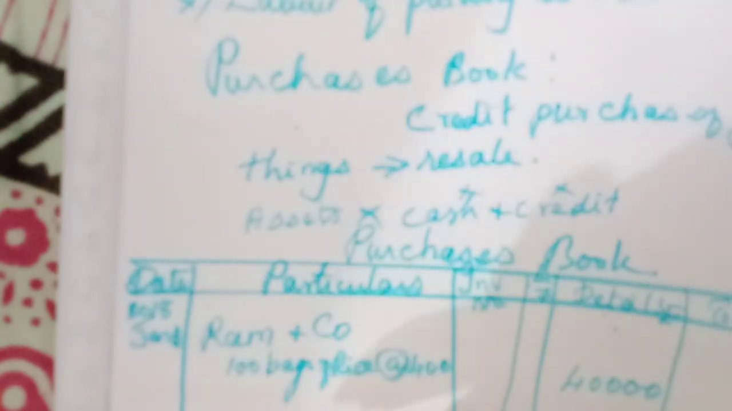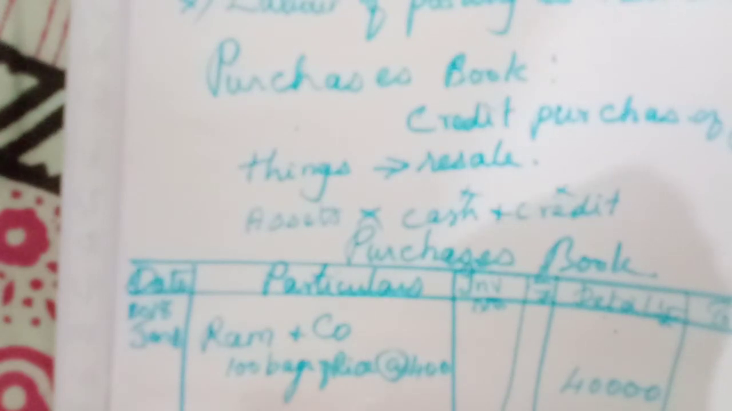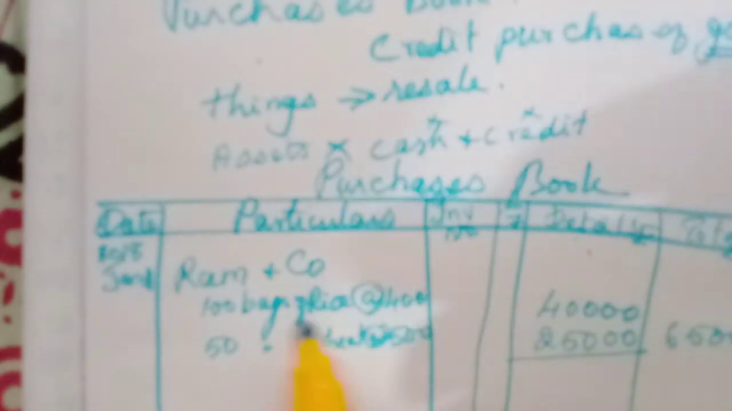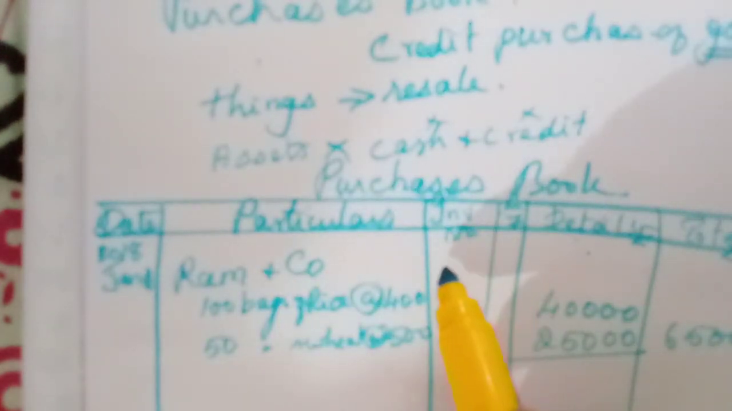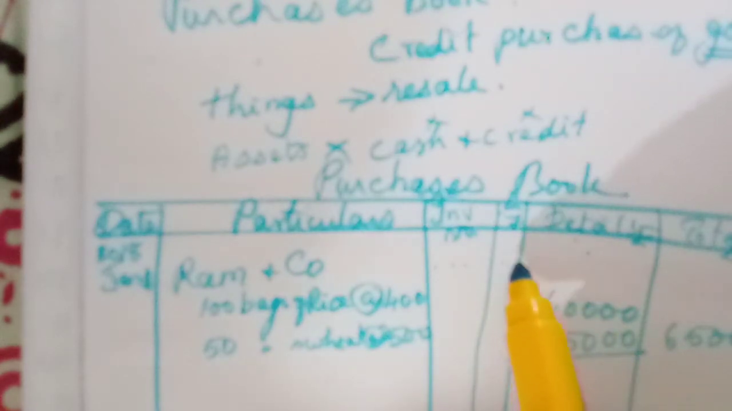Then from him we may purchase wheat, 50 bags of wheat at the rate of 500, then 25,000. Detail column we will write. Then we should write the total here, 65,000. This way we have to write. Understood, students? Now, next column, invoice number. So here we might have purchased, one invoice number. If they give, you can write. Ledger folio, we will write at the time of posting, leave it.